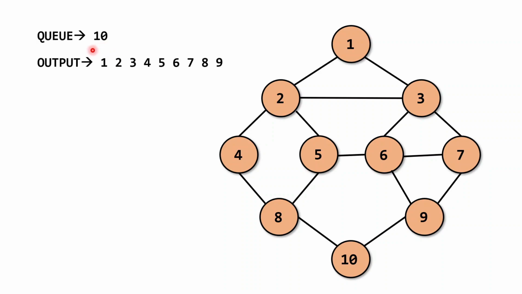like this. Now in the queue we have only 10 which is left, so we will check for 10 also, and for 10 we have 8 and 9 as adjacent vertices and both of them are visited, so we will remove this 10 from the queue and put it in the output. Now our queue becomes empty and our output is 1, 2, 3, 4, 5, 6, 7 up to 10.